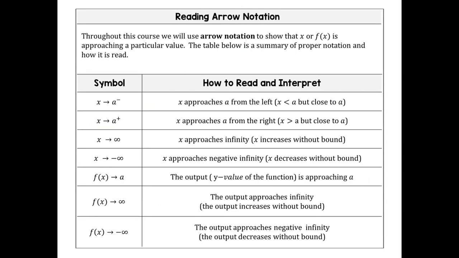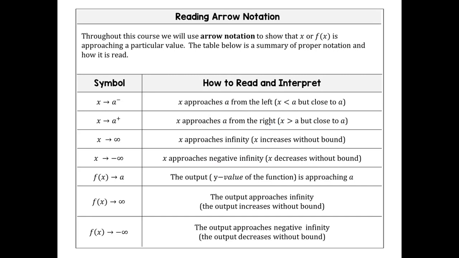So taking it from Algebra 2 into calculus, are you going to grab the posters? Okay. Taking it from Algebra 2 to calculus, now we're going to be using more symbolic notation. So if you see right here, as x goes to a negative, that means as x approaches a from the left, what is it doing?